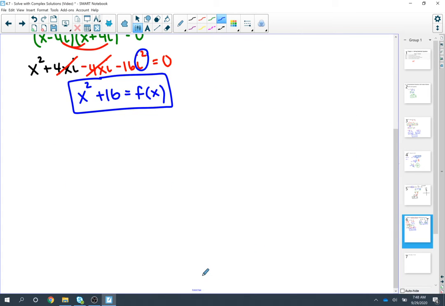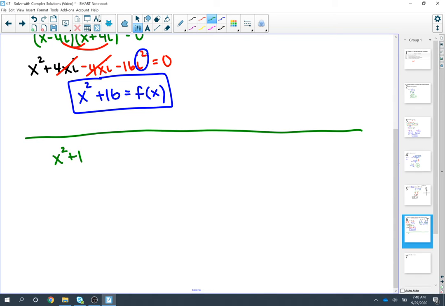Do you notice that there is no b term? So we could check it by solving by square root. So x squared plus 16 equals 0. I could subtract 16. So x squared equals negative 16. I could take the square root of both sides. So x equals, the negative is going to make i. The square root of 16 is 4. So 4i and negative 4i. And that's what we started with.